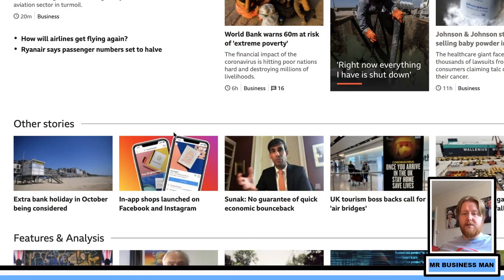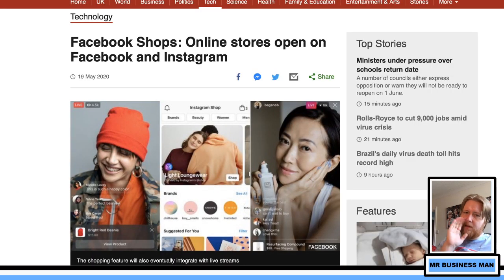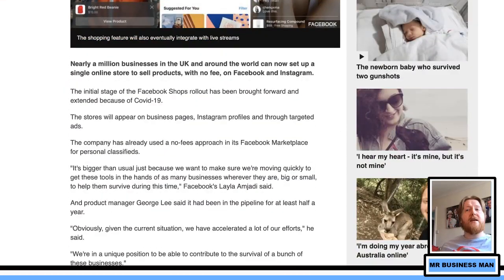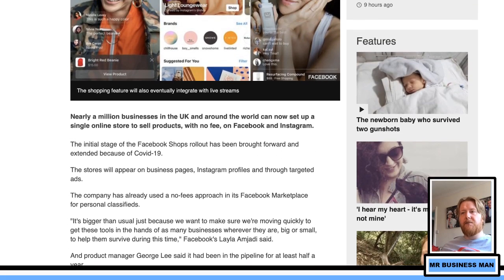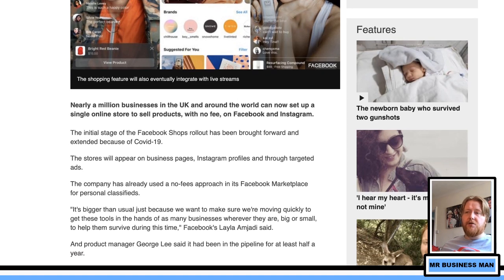Ooh, now this is a big one. Facebook Shops, online stores open on Facebook and Instagram. Nearly 1 million businesses in the UK and around the world are now set up on a single online store to sell products with no fee on Facebook and Instagram. The initial stage of the Facebook Shops rollout has been brought forward and extended because of COVID-19. The stores will appear on business pages, Instagram profiles, and then targeted ads. The company has already used a no-fees approach on its Facebook Marketplace for personal classifieds.